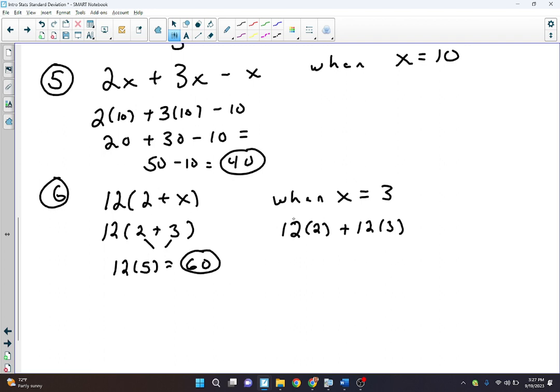If you do 12 times 2, that's okay, which is 24. But you remember, you have to distribute to everything in the parentheses. You got to be fair. So you got to give it to everything, which means 12 times 3 also happens, which is 36. And then when you add it up, it's 60. So you could do it that way. You just got to make sure to distribute, okay? All right.